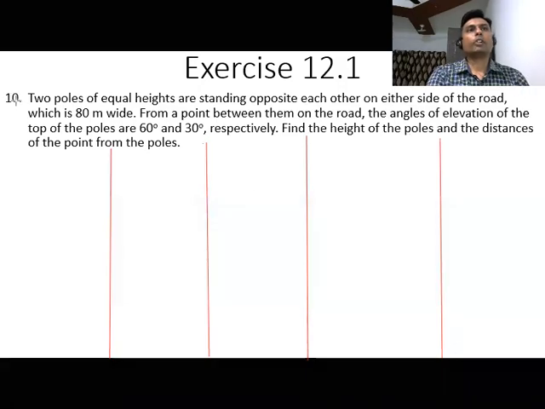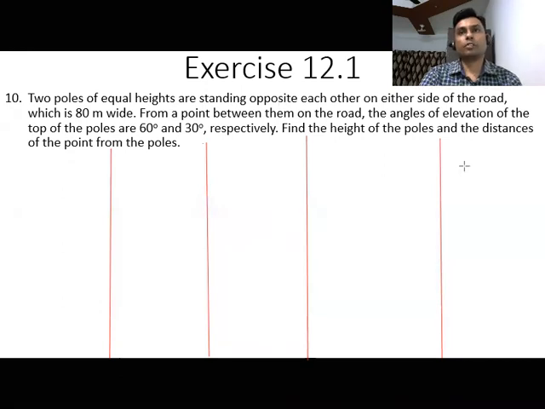Welcome back. Now we are going to the 10th numerical of the first exercise in some applications of trigonometry. Question is, two poles of equal heights are standing opposite each other on either side of the road, which is 80 meters wide. From a point between them on the road, the angles of elevation of the top of the poles are 60 degrees and 30 degrees respectively. Find the height of the poles and the distance of the point from the poles.